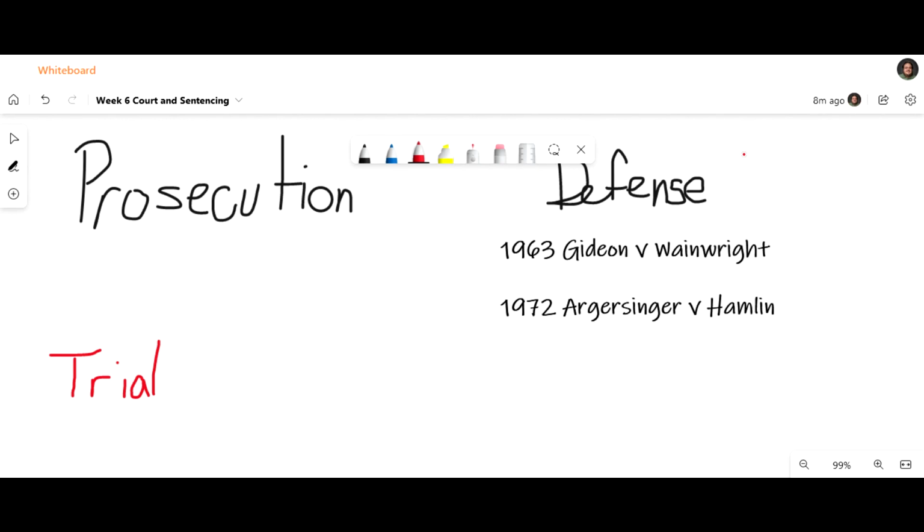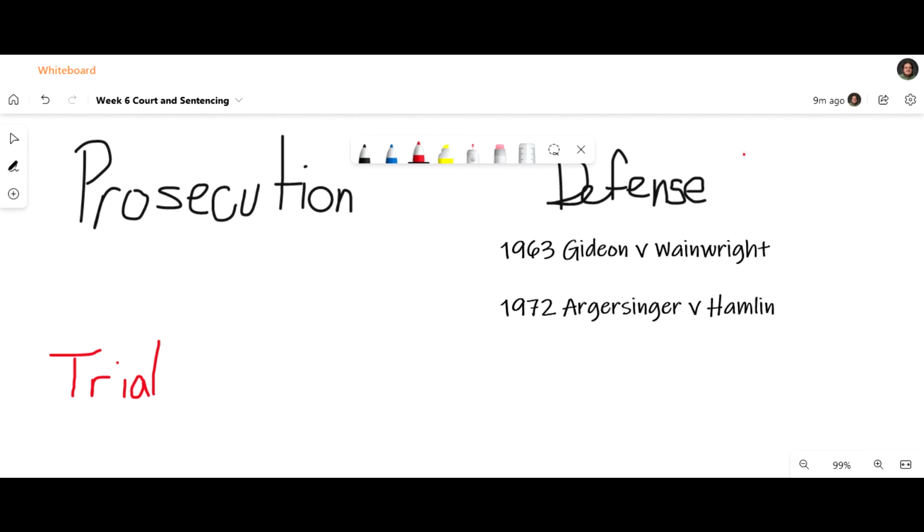So it's important to note that the prosecution makes its case in a criminal trial, and then it's the defense's case. Because remember, again, the prosecution is designated to have the burden of proof. They have to prove that they are correct. They have to prove without a shadow of a doubt that the individual did commit said crime. So they've got to prove it.